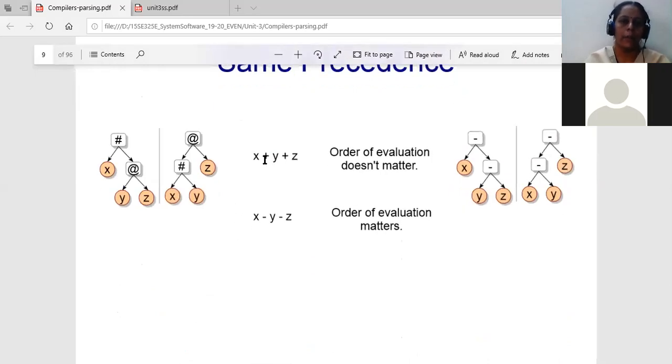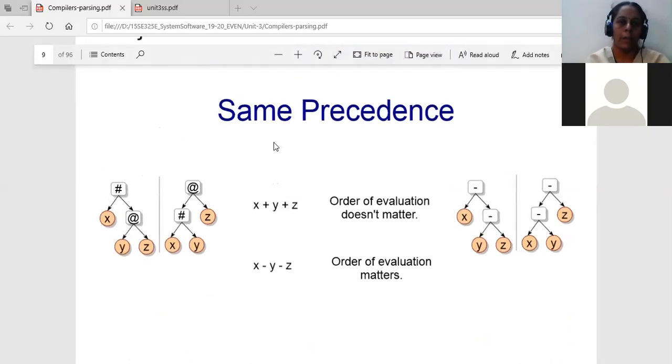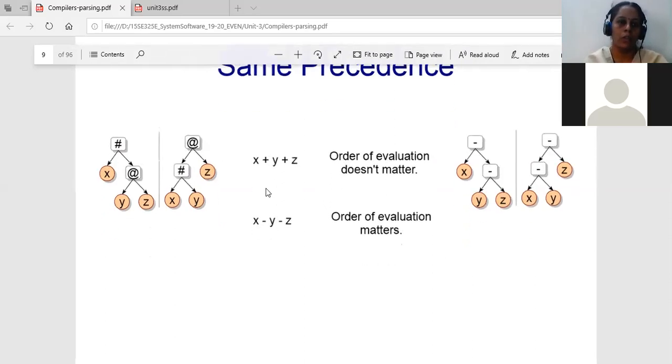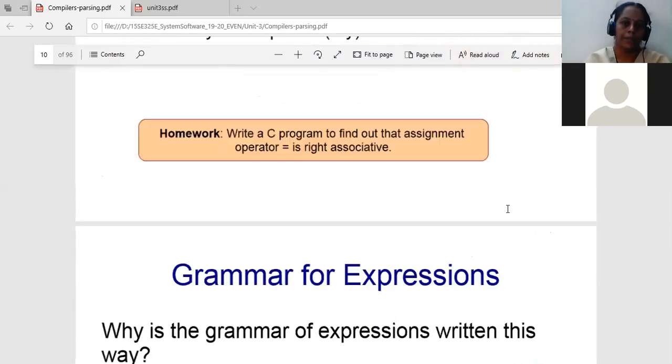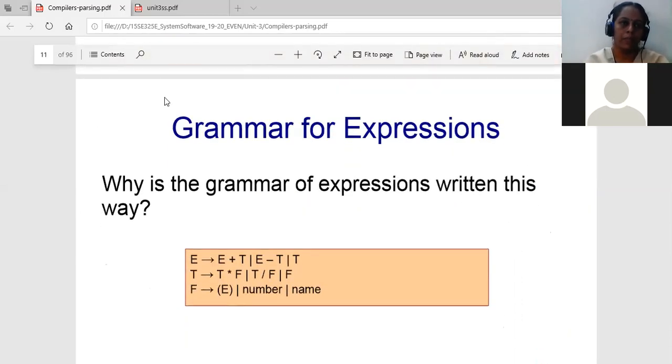So first, this is going to be x plus y plus z, x minus y minus z. You can apply associativity because everything has the same precedence. Either x plus y plus z, or x minus y minus z, you can do. So associativity is going to be applied here. That is no problem if you have the same operator throughout the expression.